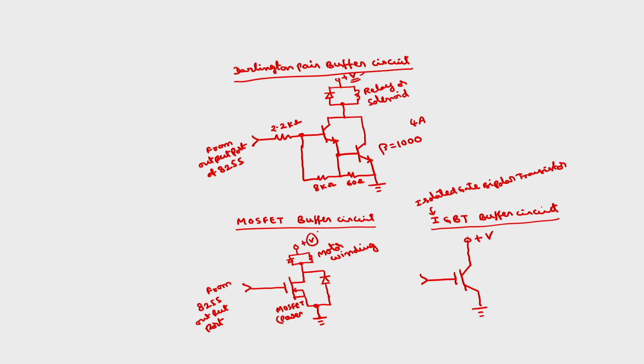So, this voltage depends upon the capacity of this motor winding. Here also we are going to connect the motor winding. Here also we are going to connect the motor winding. This is from the 8255 output port.